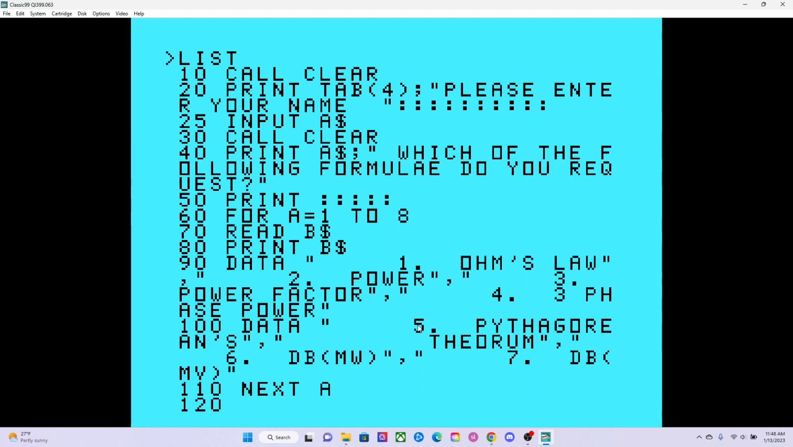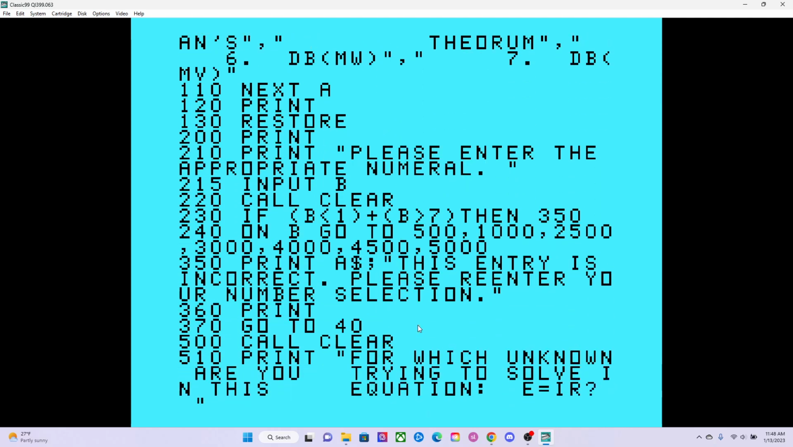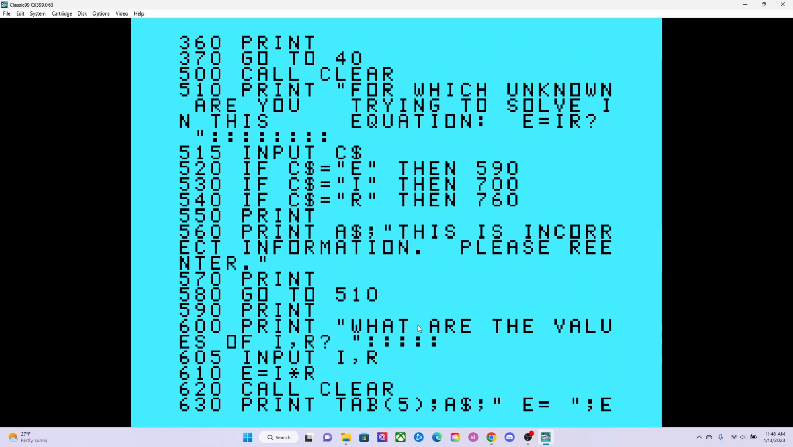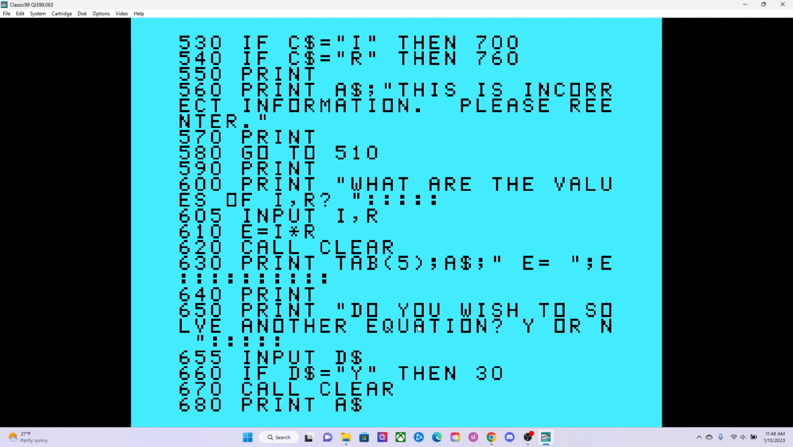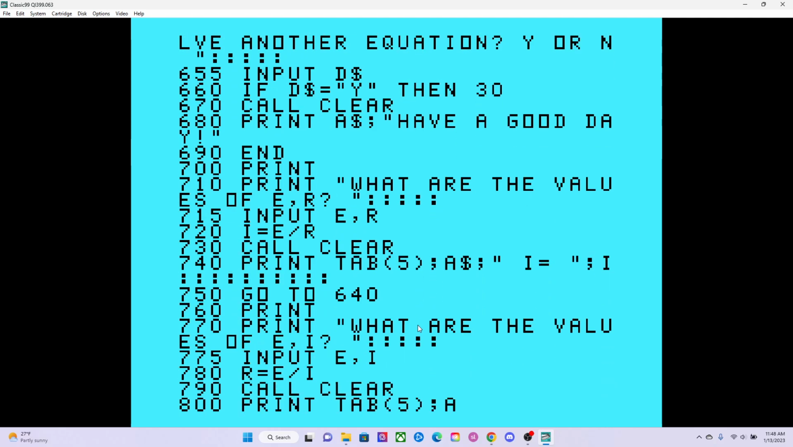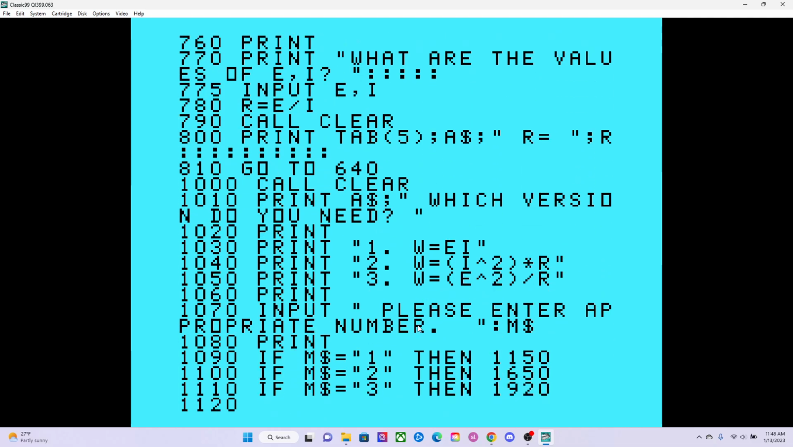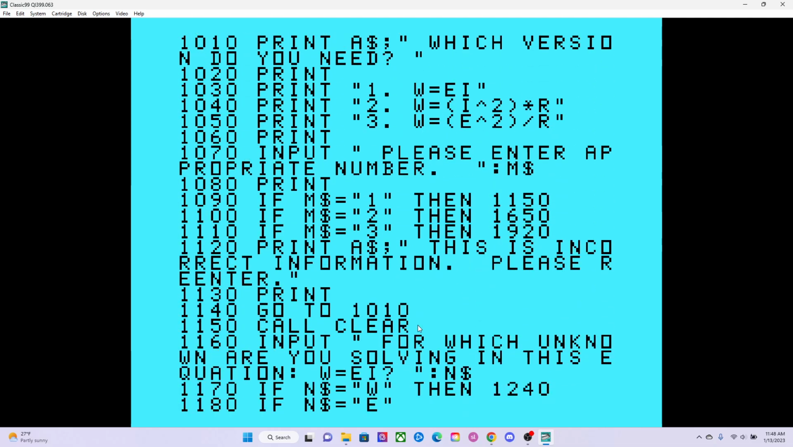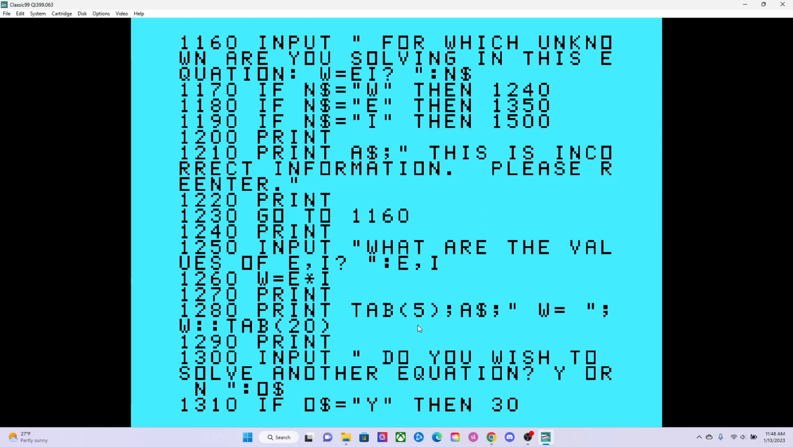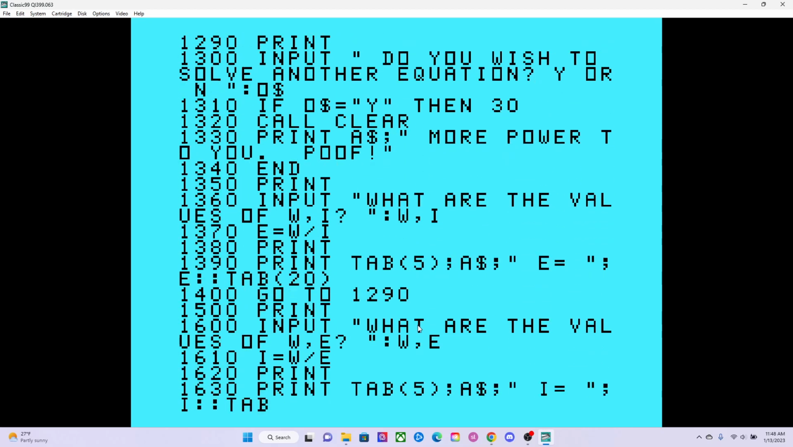In fact, maybe we can keep an eye out for what the cute little goodbye message is for the power factor. Three-phase power. Maybe it's just have a good day. No, that's the first one. Okay, here we are. We're on the power formula. Eventually, I think next was the power factor. More power to you. Poof.